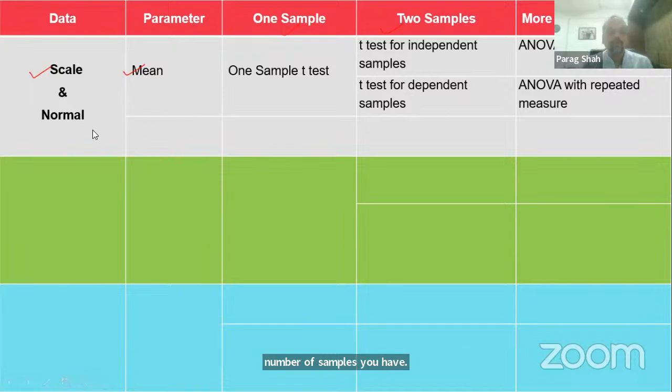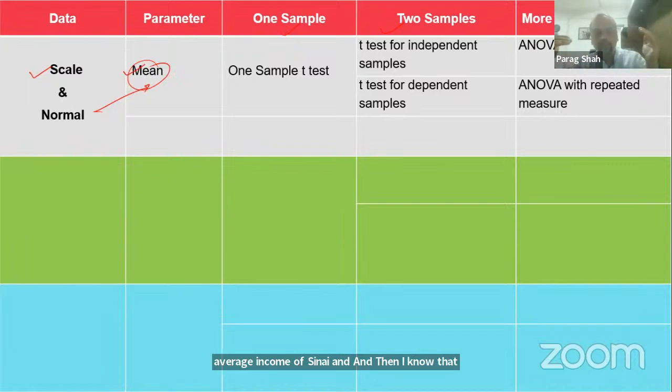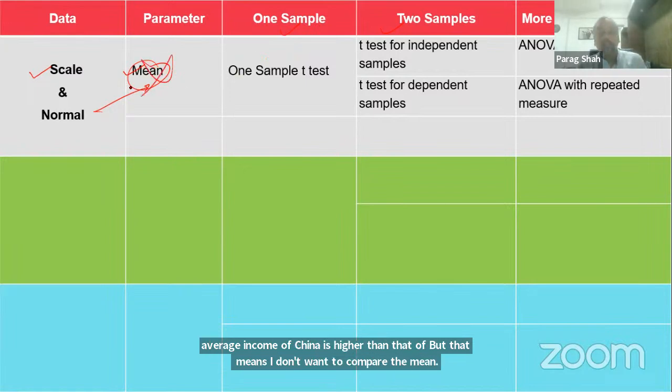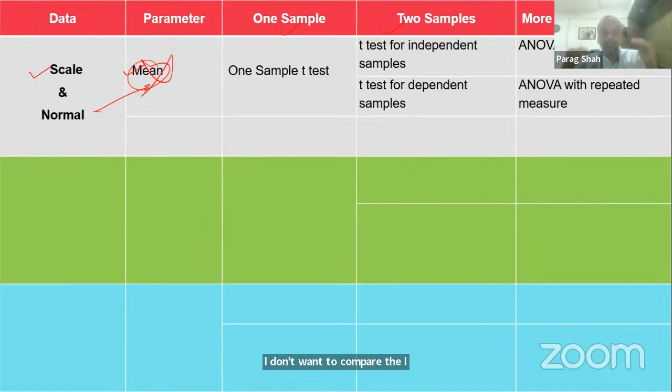Suppose your parameter is not mean. I don't want to check average. Say, for example, I want to compare Chennai and Ahmedabad. I want to check the average income of Chennai and Ahmedabad. Then I know that average income of Chennai is higher than that of Ahmedabad. So that means I don't want to compare the mean. I don't want to compare the average. I just want to check, is the variability of income in Chennai more compared to the variability of income in Ahmedabad?